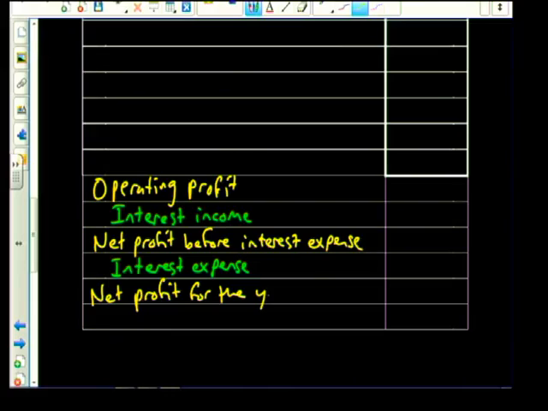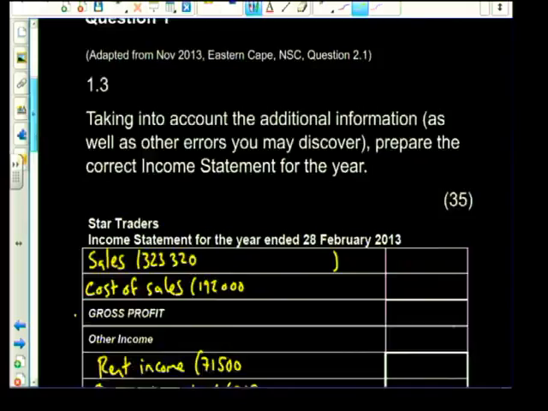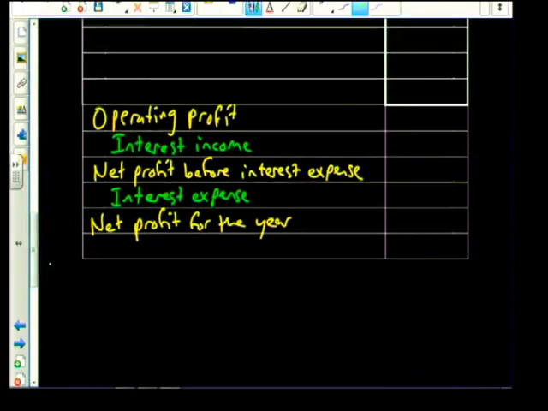So the bookkeeper has made a mistake in the income statement that she has drawn up because she put her interest on fixed deposit in the wrong place. This 3,110 should not be included in other income. This should be moved to interest income. So I'm going to take the 3,110 Rand and put it here, open a bracket, and put 3,110 Rand as interest income. Okay, so that's what the bookkeeper has done wrong with the income section.